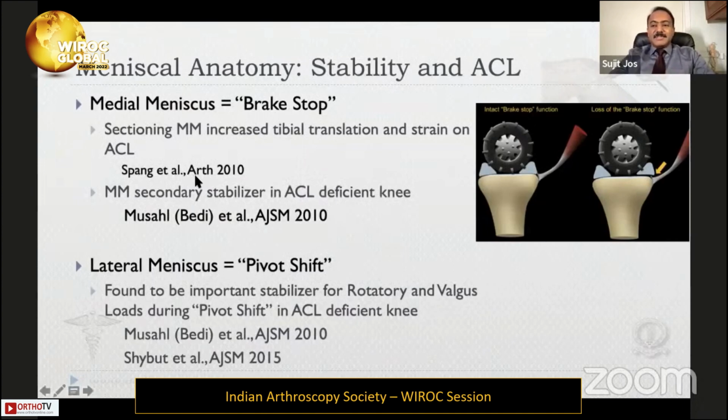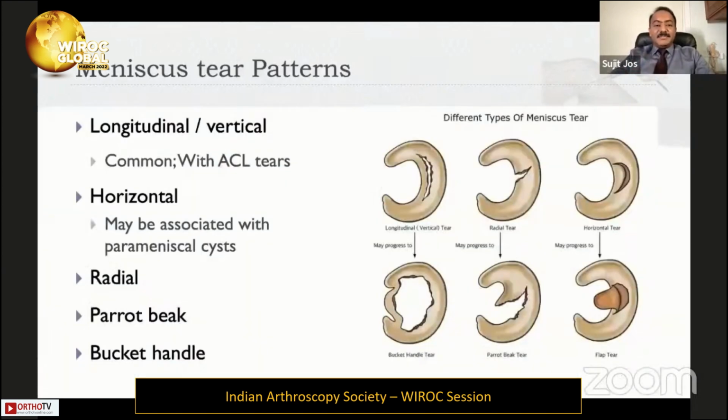The meniscus, especially the medial meniscus posterior horn, has a brake-stop function. So especially in an ACL deficient knee, the medial meniscus functions as a brake and the chance of meniscus tears will be more. The lateral meniscus works as an important stabilizer, especially against pivoting in an ACL deficient knee.